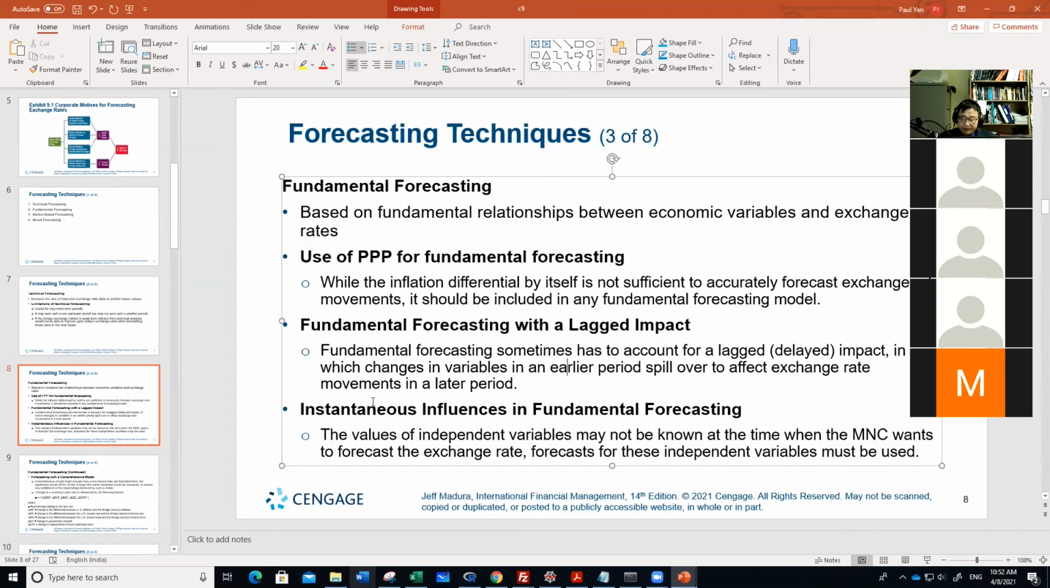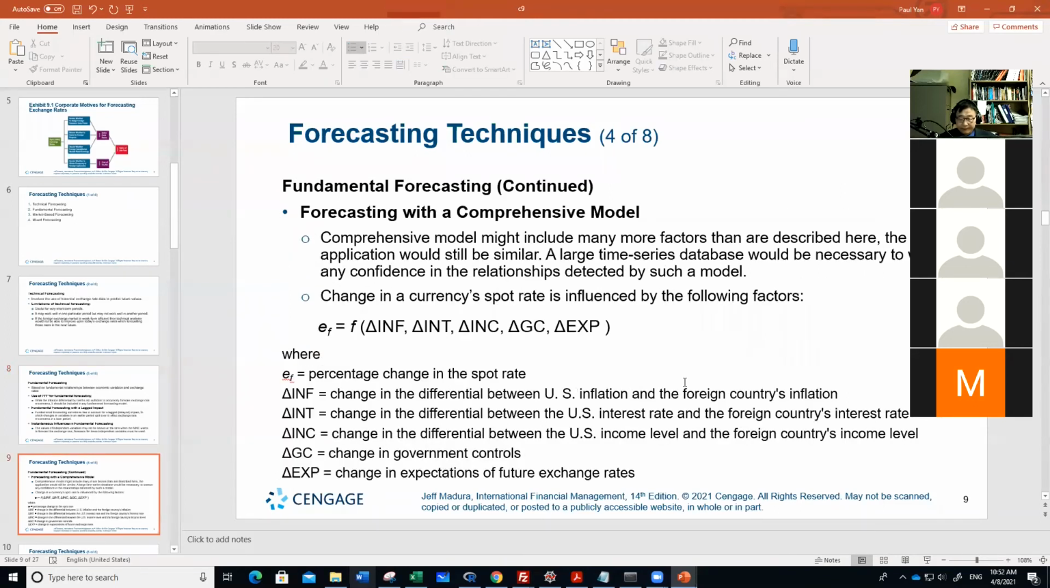Okay, so instantaneous influence in fundamental forecast. Actually, it's because of the delay. Usually we look at the long term instead of the short term. For this one, it is quite identical to the previous one. This is called a comprehensive model. If we have such a model, what might be possible factors? This is almost identical to the previous function format.